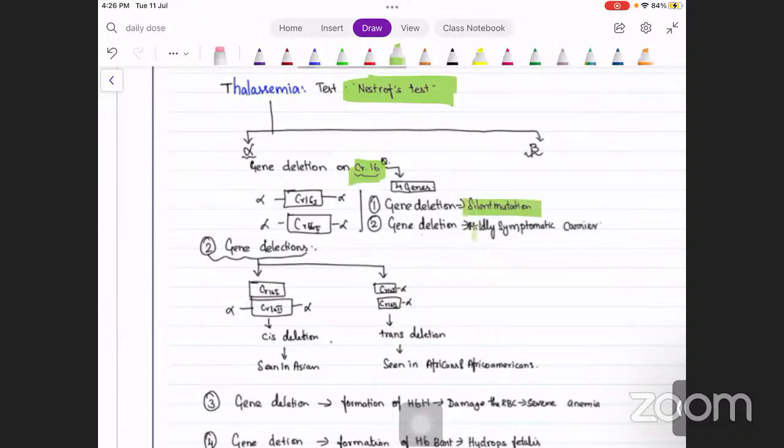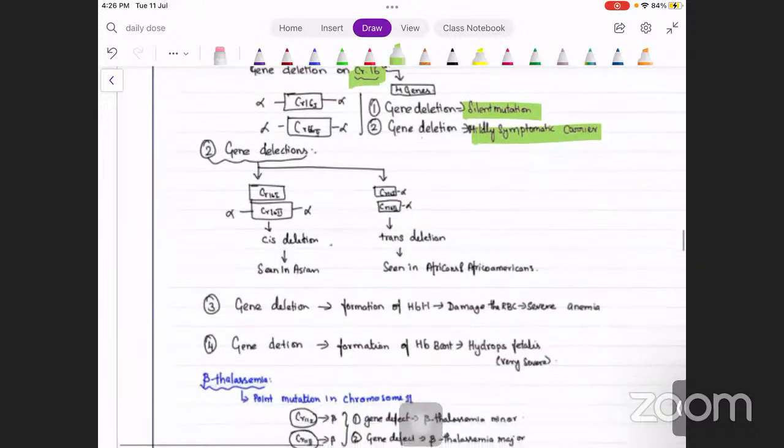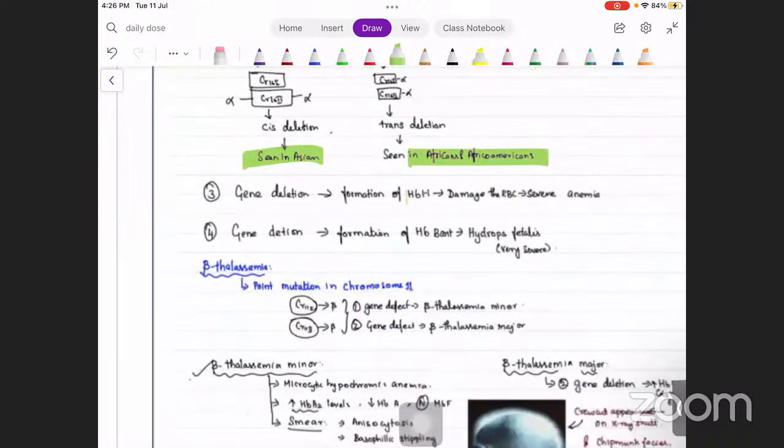2 gene defect, mildly symptomatic. 2 gene defect could be cis or trans. Cis is seen in Asians, while trans is seen in Africans. And a 3 gene defect could result in the formation of HbH. And a 4 gene defect could result in the formation of Hb Barts, and Hb Barts could result in the hydrops fetalis condition. Hydrops fetalis is associated with alpha thalassemia with the 4 gene defect.